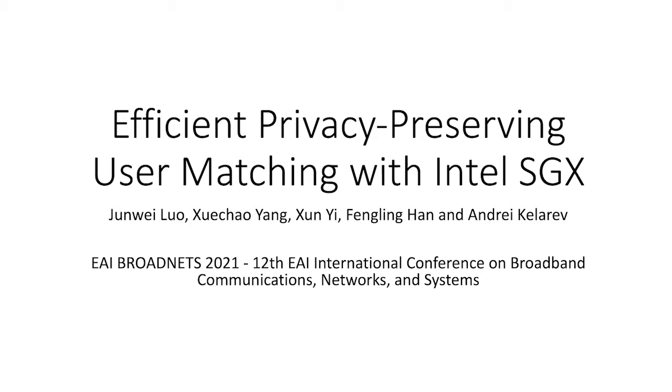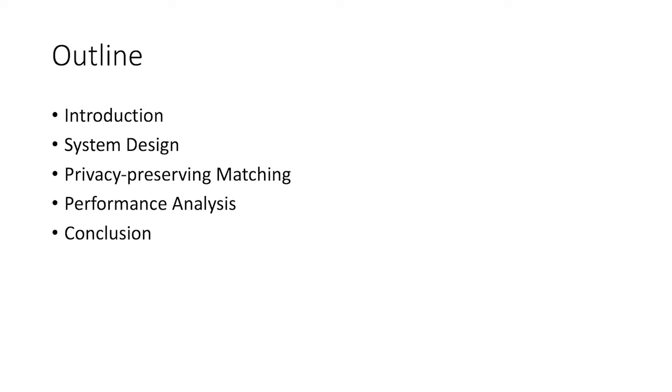My research topic is about social network security, and the title of my paper is Efficient Privacy Preserving Users Matchings with Intel SGX. So here is the outline of my presentation. I will begin by introducing the background of my topic, then I will discuss our system design and protocols. Finally, I will present the performance analysis and conclusions.